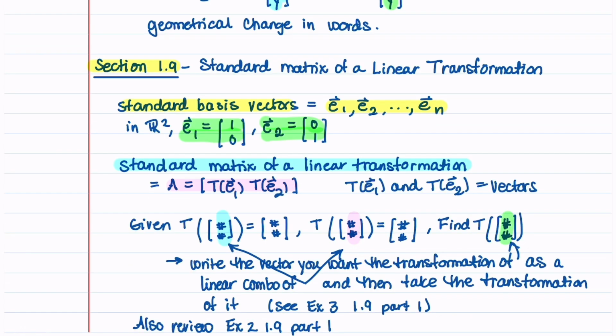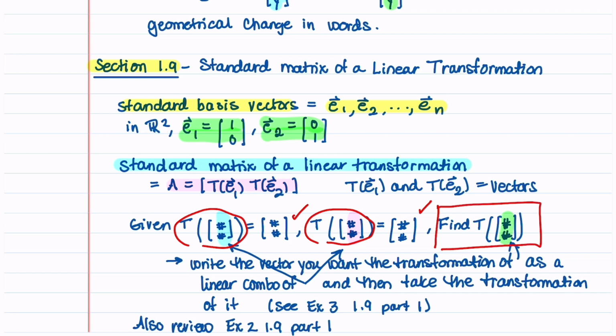One of the ones we looked at is where we were given the transformation of one vector and what that transformation is, and then the transformation of another vector and what that transformation is, and then we wanted to find the transformation of a third vector. So the way you do this is you're going to write the third vector, the one that I highlighted in green, as a linear combination of the two vectors that you were given. And then once you have that linear combination done, you just take the transformation of the green vector.